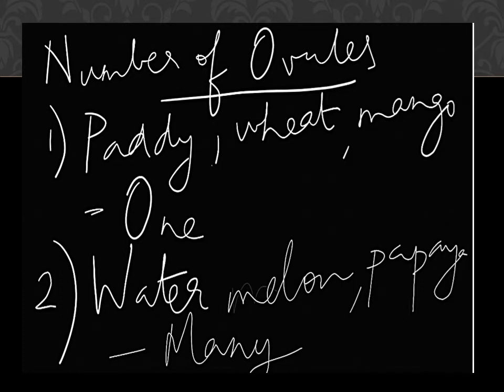The number of ovules varies from one plant to another. In case of paddy, wheat as well as mango, the ovules are one in number. Whereas in case of plants like watermelon, papaya and orchids, there would be many ovules.